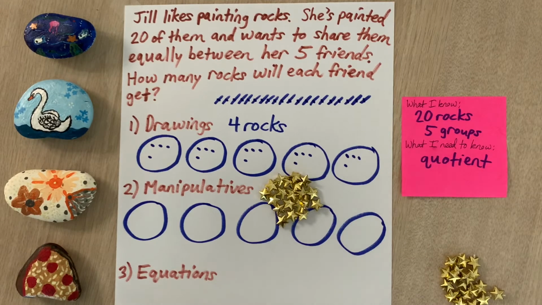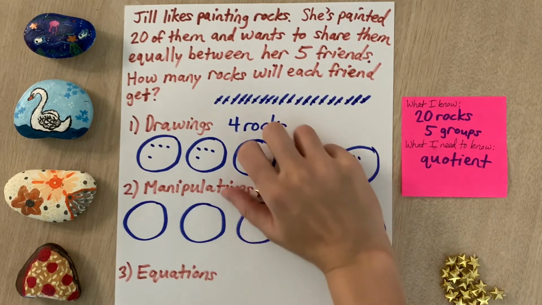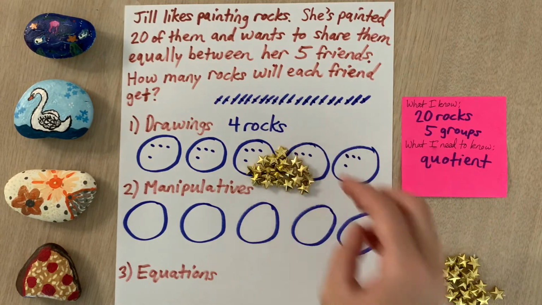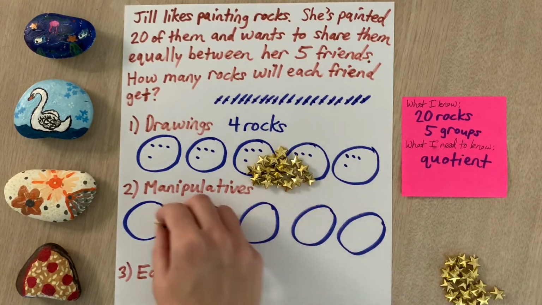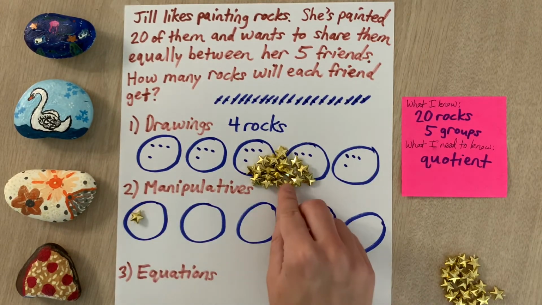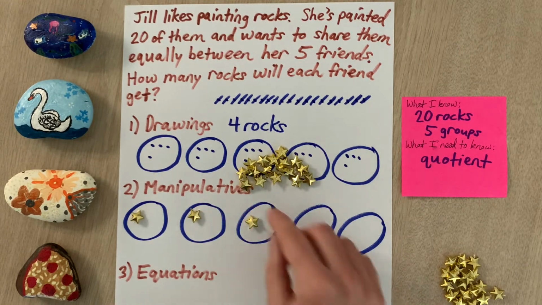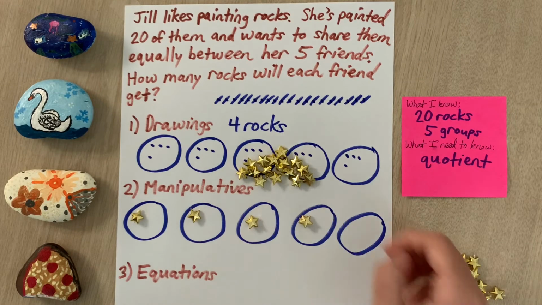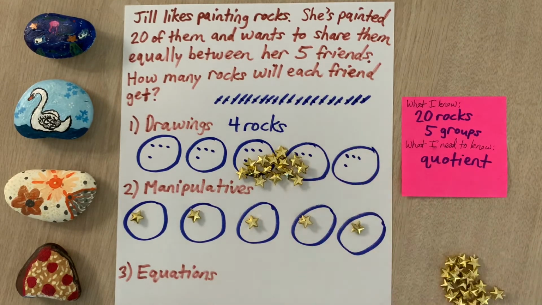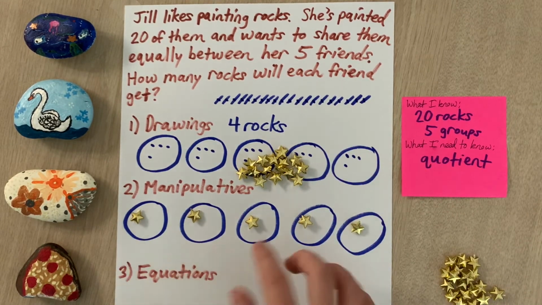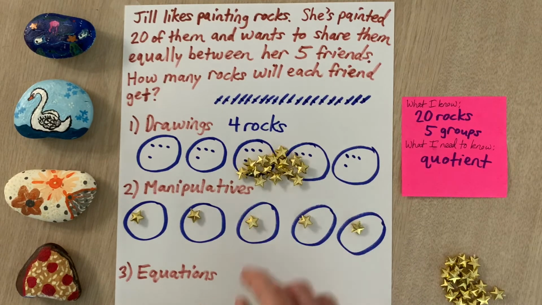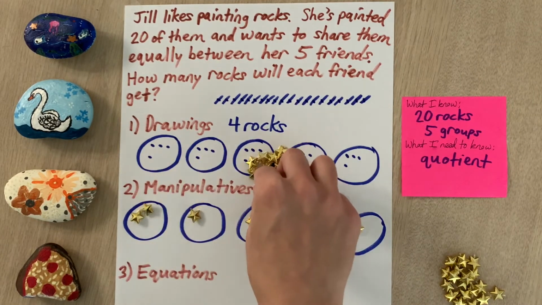Okay, so after you have all 20 of whichever manipulative that you're using, we're going to divide these equally among the 5 groups. So I'll put my first star in the first group, a first star in the second group, a first star for the third group, a first star for the fourth group, and a first star for the fifth group. I'll keep on doing this until all of my stars are gone. And you can do the same with your manipulatives.